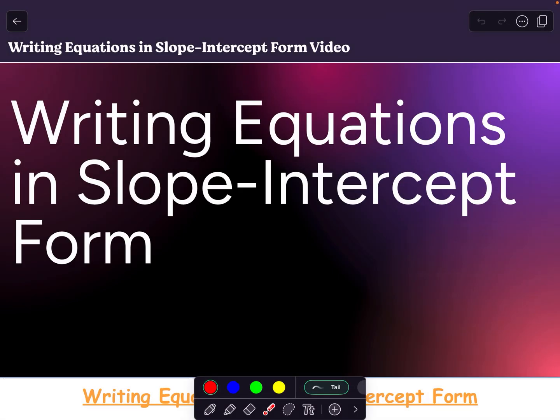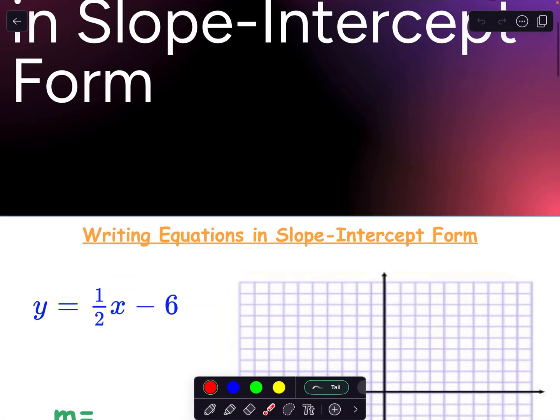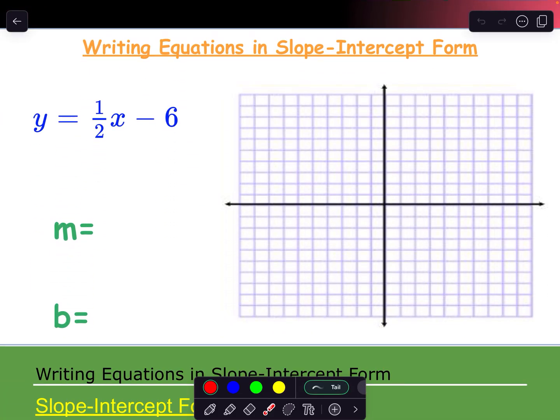Okay, writing equations in slope-intercept form. Let's check it out. So I'm going to go through a couple things we did in class, just some examples to show you here in case you need extra help or you were absent or whatever.